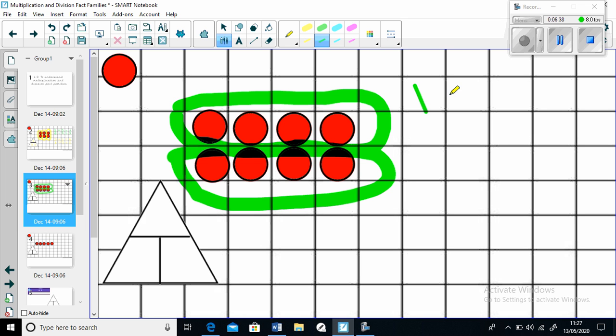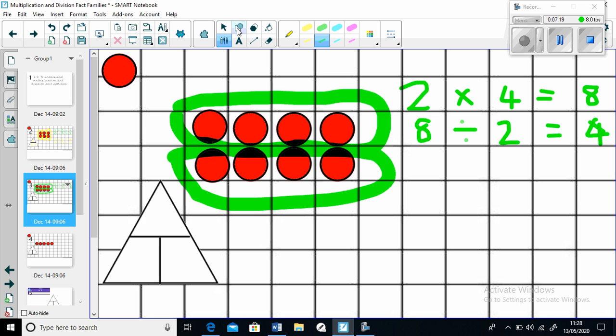Oh dear. Try that again. 2 groups of 4, and altogether there's, okay, 8 counters altogether. Let's think of it in terms of division. Start with the dividend, 8 divided by the number of rows. That's my divisor, so 2 rows. And there's 4 in each row. That's the quotient. Fantastic.